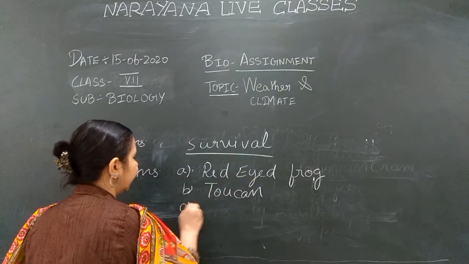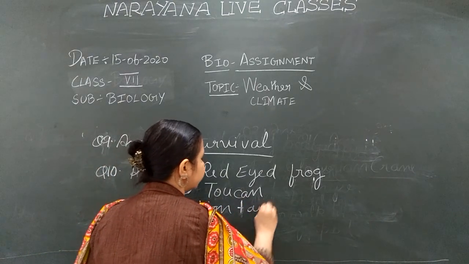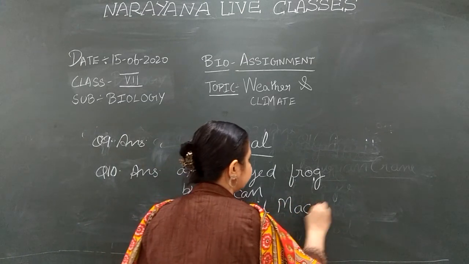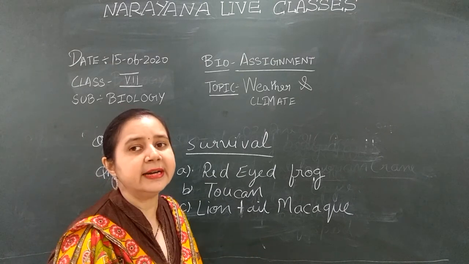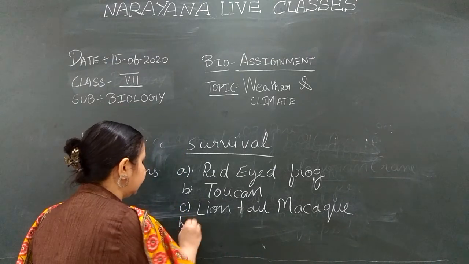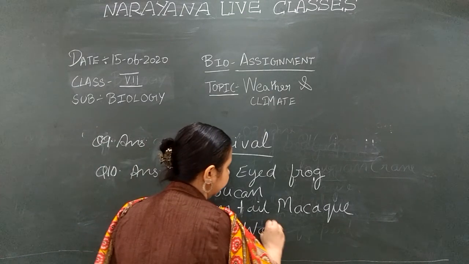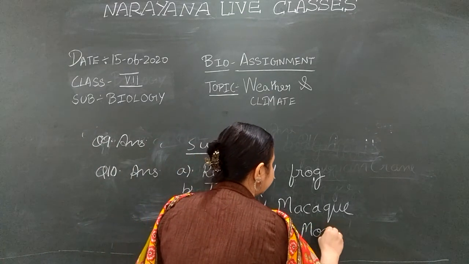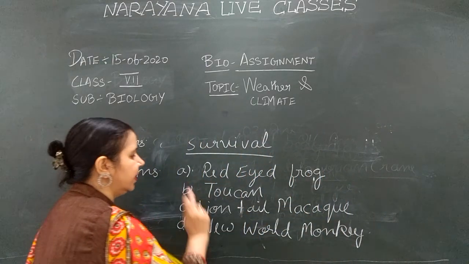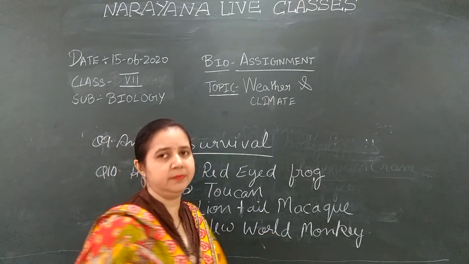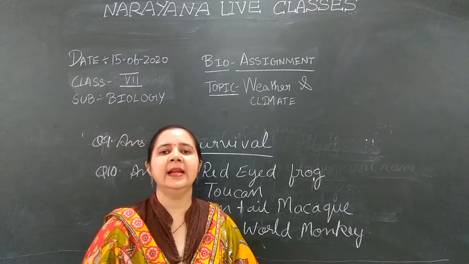Then, lion-tailed macaw. This is also termed as bearded ape. And one more animal is the new world monkey. So these are the animals: red-eyed frog, toucan which is a bird, lion-tailed macaw, and new world monkey. These are the animals which are found in the tropical rainforest.